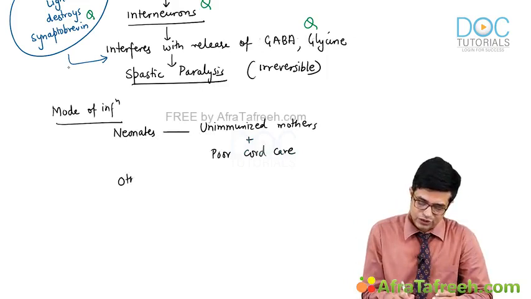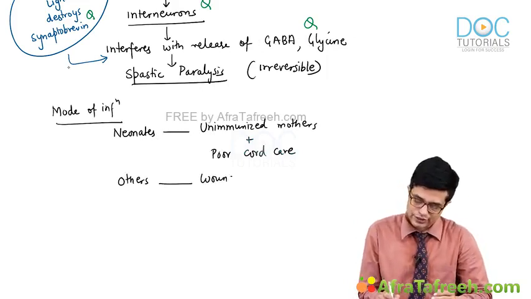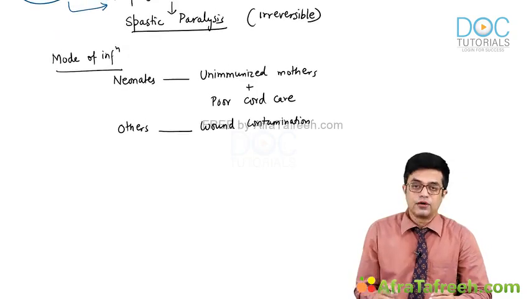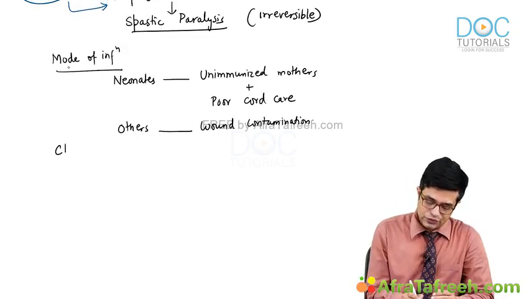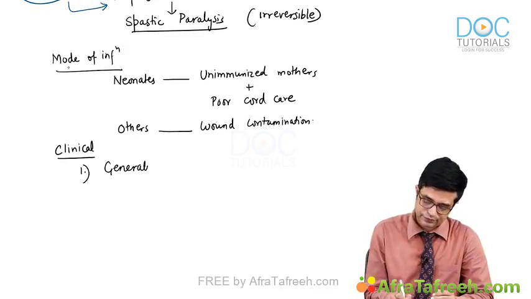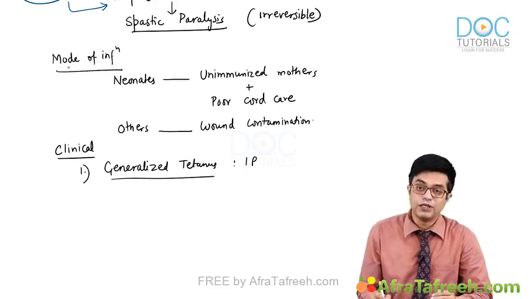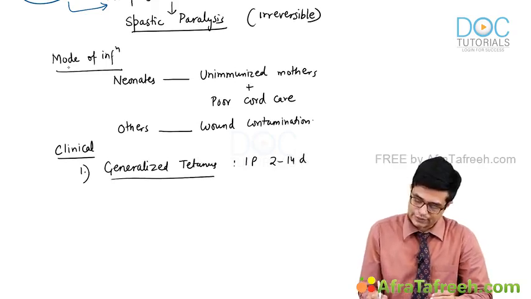In other patients, of non-neonatal age, usually wound contamination is the common mechanism by which tetanus spores enter inside the system. Now coming to the clinical types of tetanus. The first common form is known as generalized tetanus. Generalized tetanus has an incubation period between 2 to 14 days with an average of around 8 days.